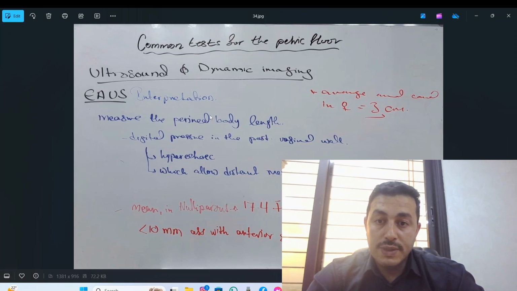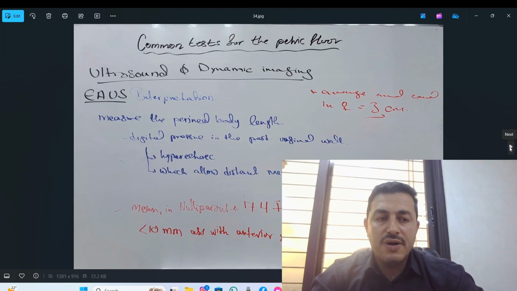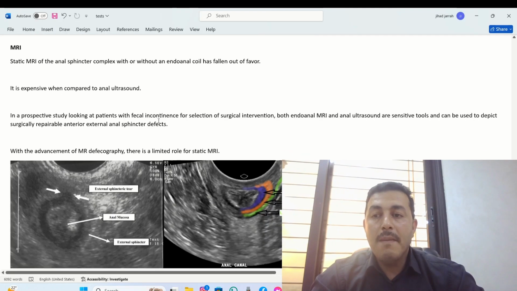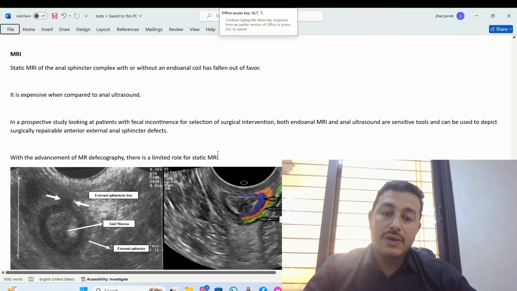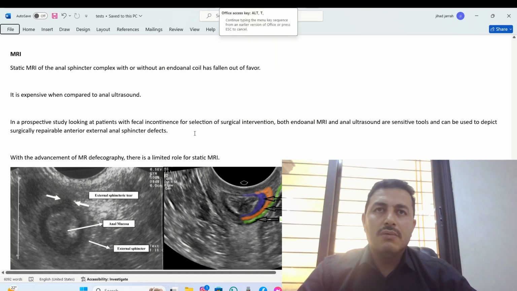Okay, we said it measured the perineal body. We said the average anal canal in female, some literature says 3, some other literature says 4. Okay, we go now to the MRI, the static MRI with contrast fistula protocol.